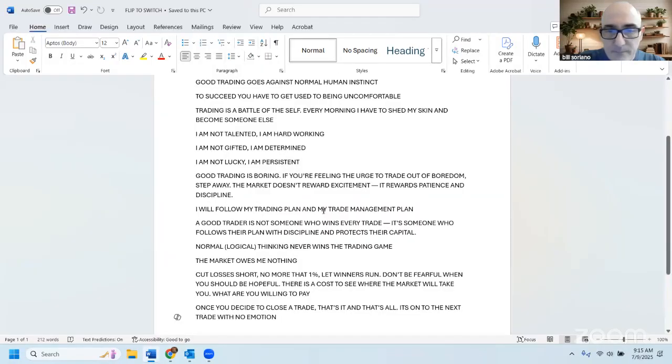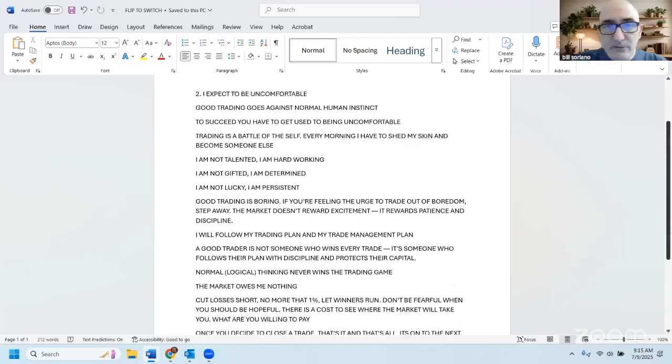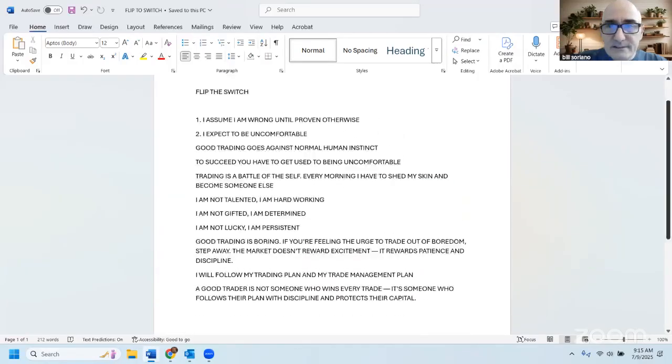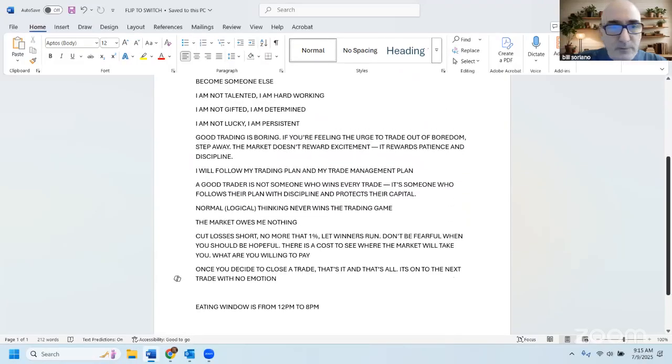Some of them, in my trade management plan: a good trader is not someone who wins every trade. It's someone who follows their plan with discipline and protects their capital, right? Normal logical thinking never wins the trading game. I say all these things to myself here, guys. If you want this list, let me know. I'll send it to you, but I'm sure you probably have your own.